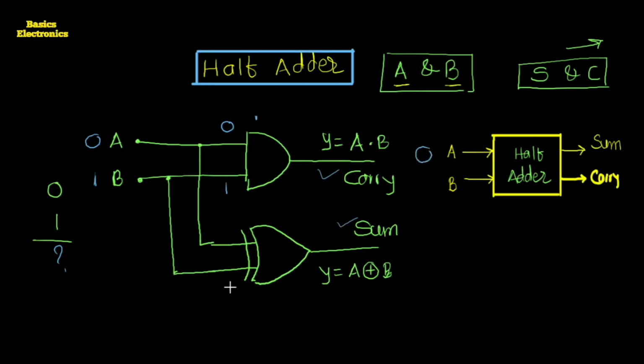Okay, the same inputs we apply to the XOR gate, input A equals 0 and input B equals 1. These two are applied to the XOR gate. As we know, here we use the definition of the XOR gate, that definition for the two input XOR gate. When different inputs are applied to the XOR gate, it produces logically high output, and when equal inputs, the same inputs, are applied to the XOR gate, then it produces logically low output.